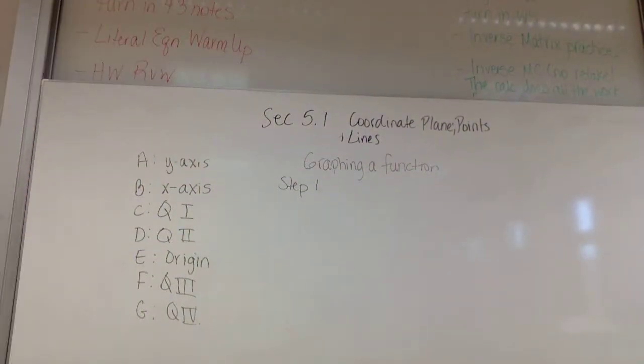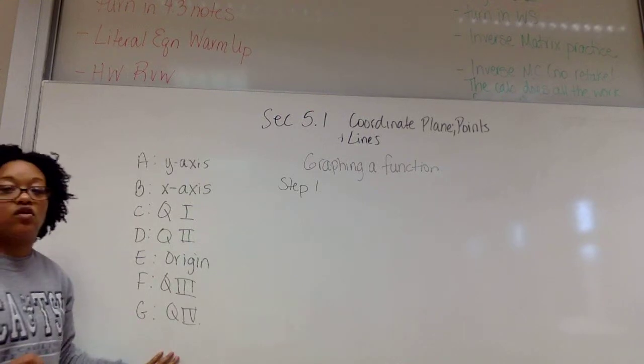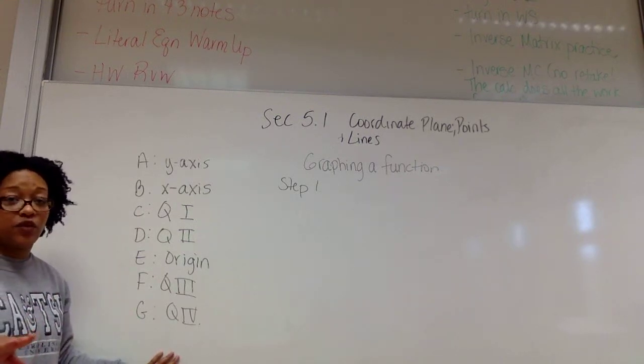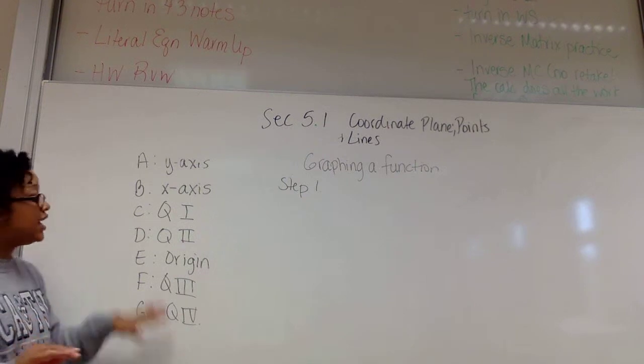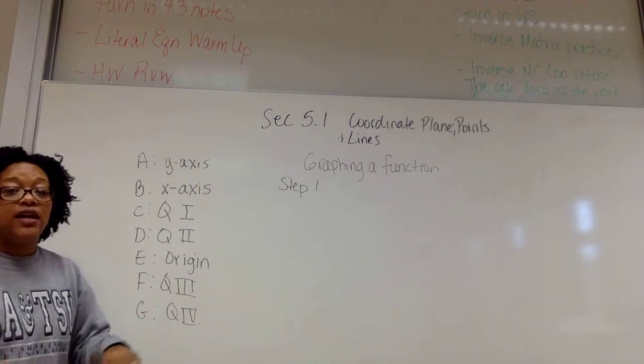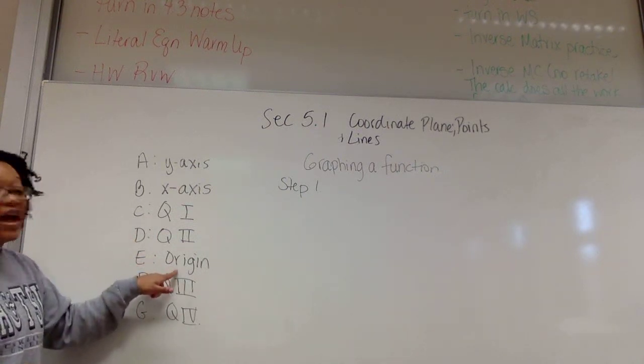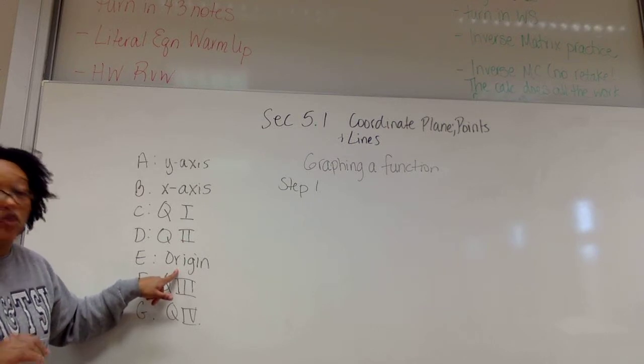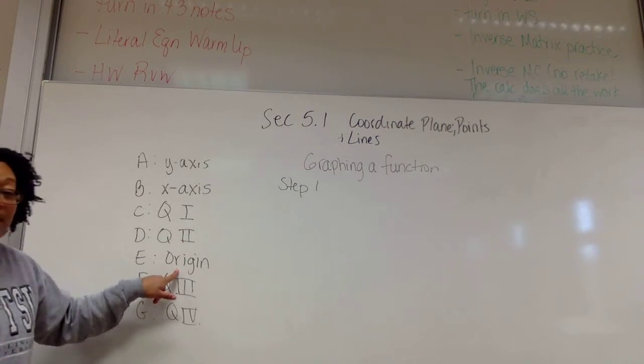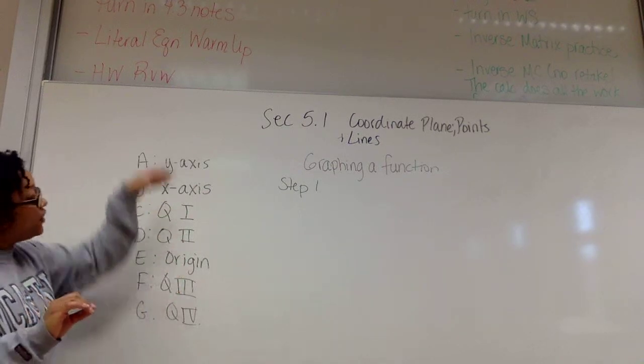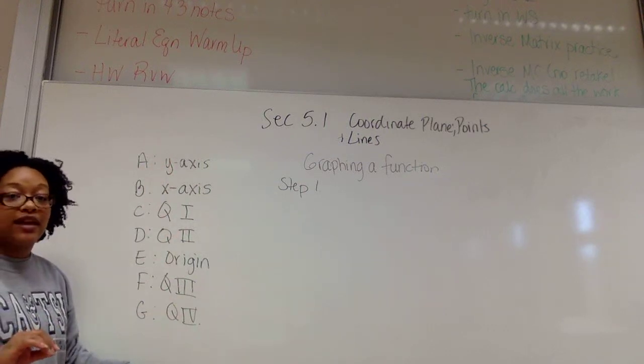Okay, so if you can look here at the screen, here are your answers for labeling your coordinate plane. You can just pause it if you want to and look at them, make sure you got them all right. The Q stands for quadrant. Please notice that for letter E, I did not put 0, 0. That's the origin. You've got to make sure that you name it correctly. But those are your parts of the coordinate plane.